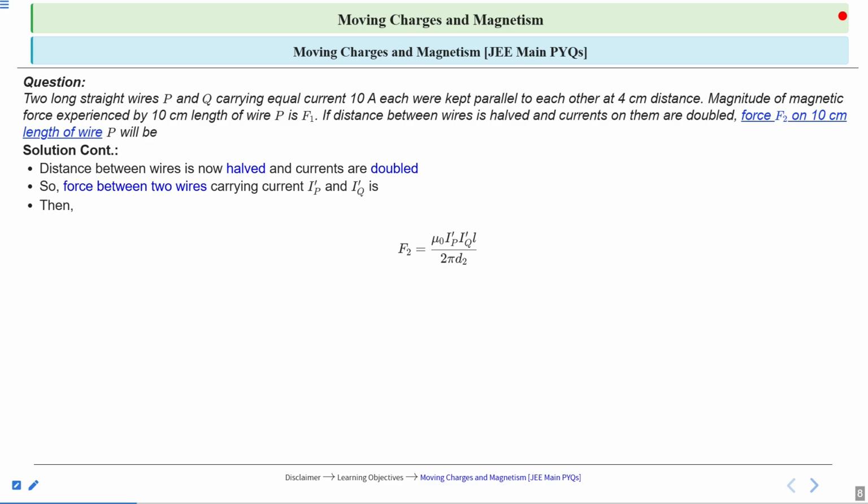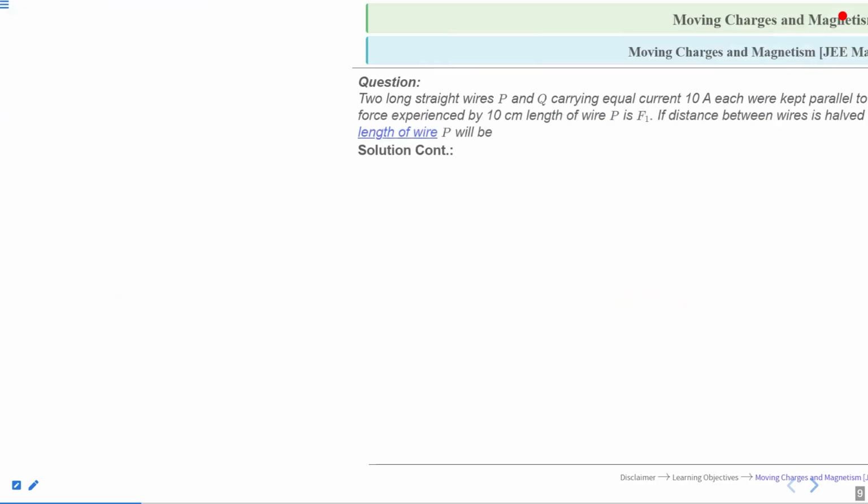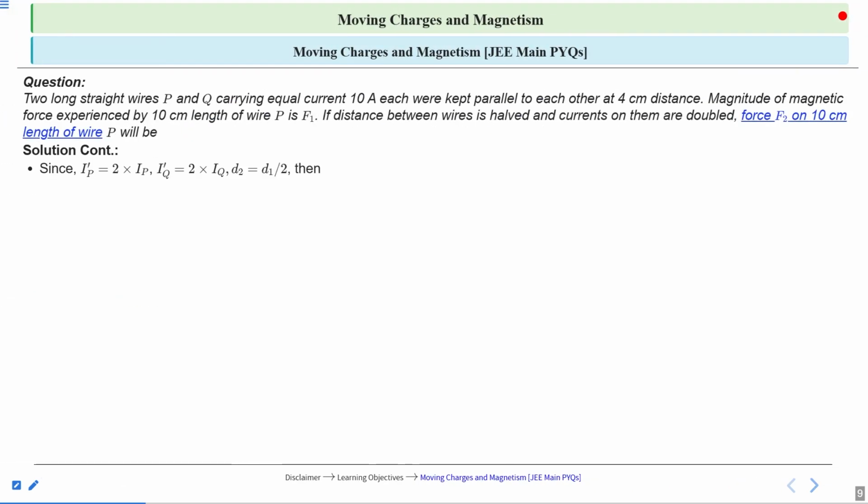Also, we have seen initially that I dash P is equal to 2 into IP, I dash Q is equal to 2 into IQ, and D2 is D1 by 2. So we have to put all these values in the expression for F2. Since I dash P is equal to 2 into IP, I dash Q is equal to 2 into IQ, and D2 is equal to D1 by 2, then F2 will be equal to mu naught, now 2 from 2 into IP and 2 from 2 into IQ.